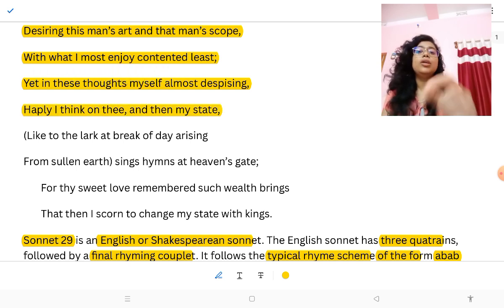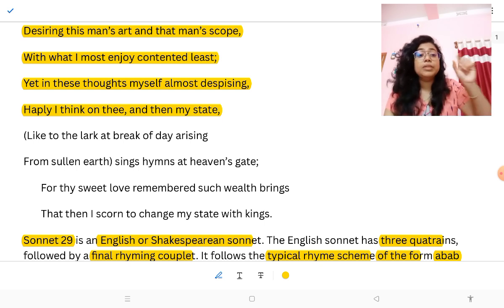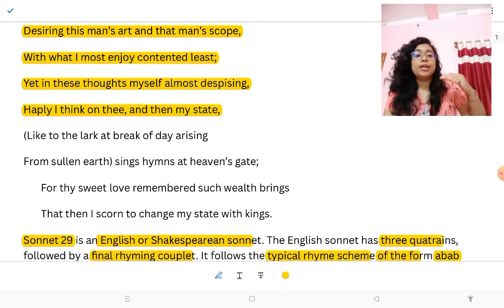Suddenly I think on thee and then my state. So he said that when I am in a depressed situation, in a deeply frustrated situation, I thought of you. I thought of thee. Thee means you, his beloved, WH. I think of thee and my state becomes higher.